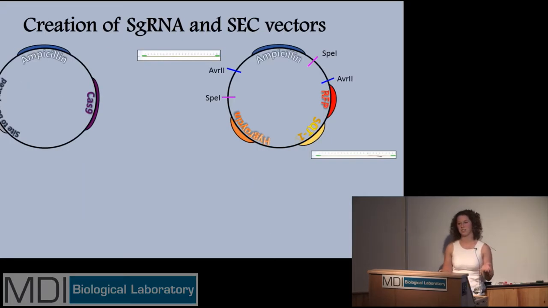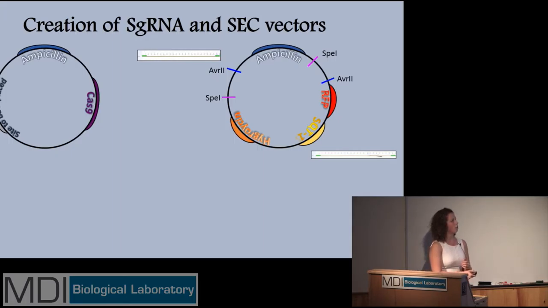So what did I actually do in the lab? So the first thing I had to do is create plasmids that would carry all the components I wanted to insert into my worms. My first plasmid, which I'll call my breaking plasmid, carried that Cas9 enzyme and my guide sequence that I need to insert.